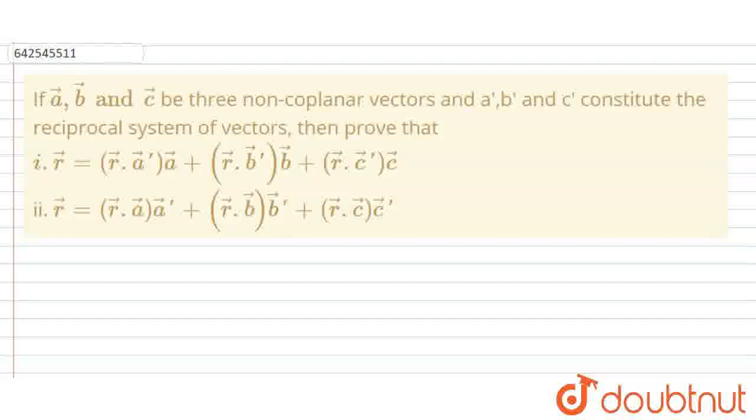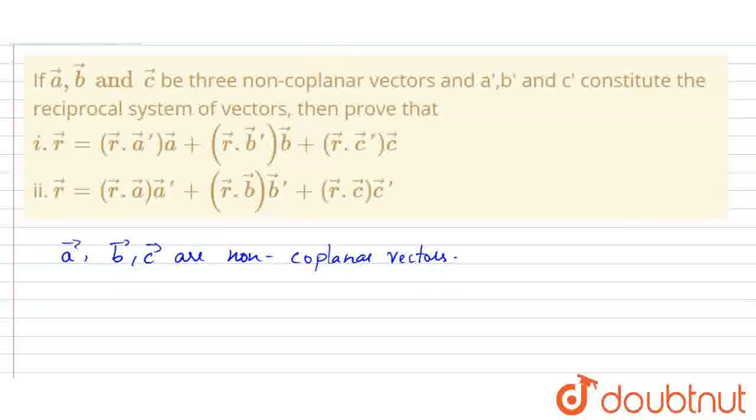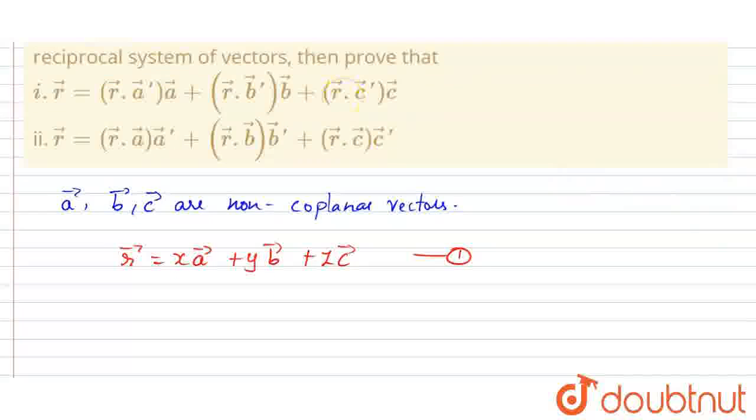First, I'm going to write down the given conditions here. A vector, B vector and C vector are non-coplanar vectors. Therefore, the general formula here I'm going to write as R vector equals x A vector plus y B vector plus z C vector. I'm going to take this as equation 1. So this is the general term.